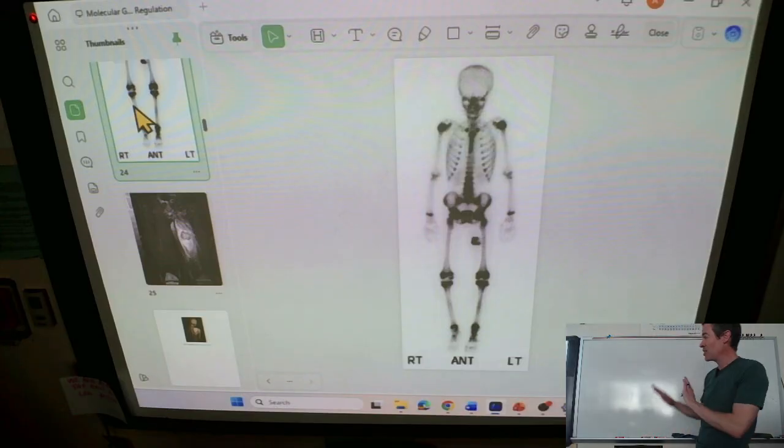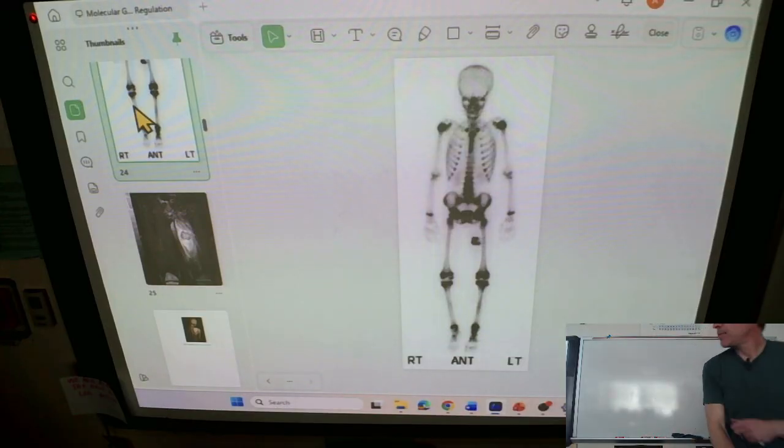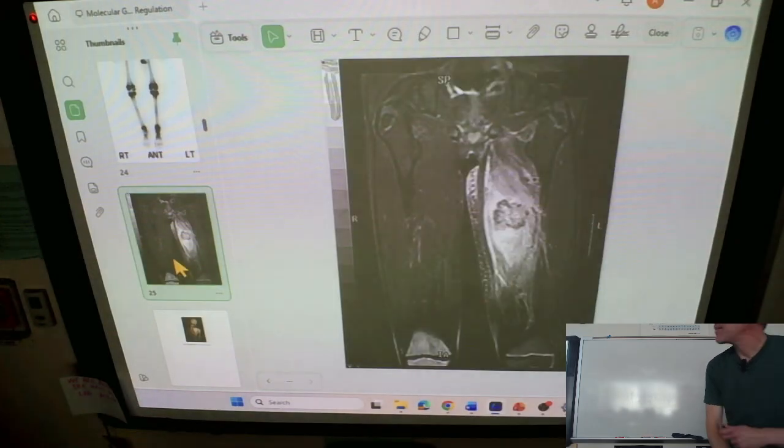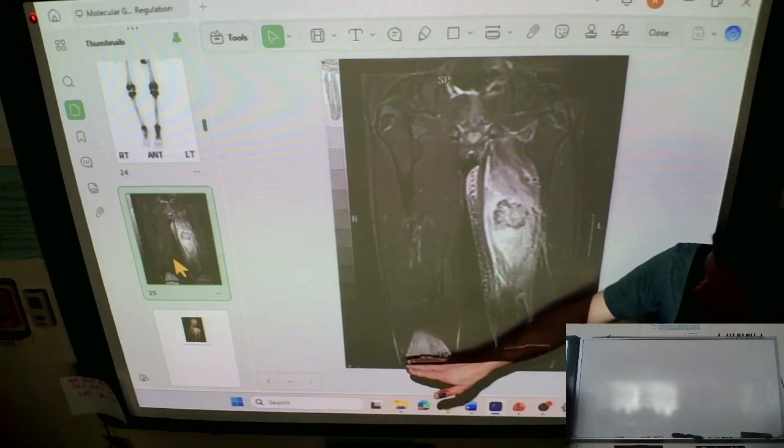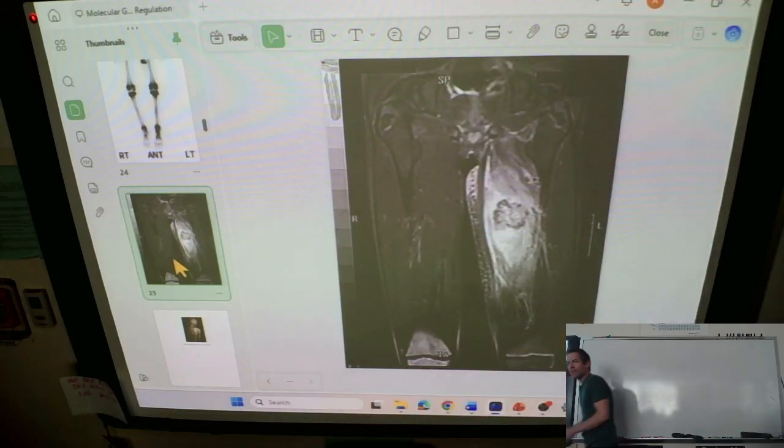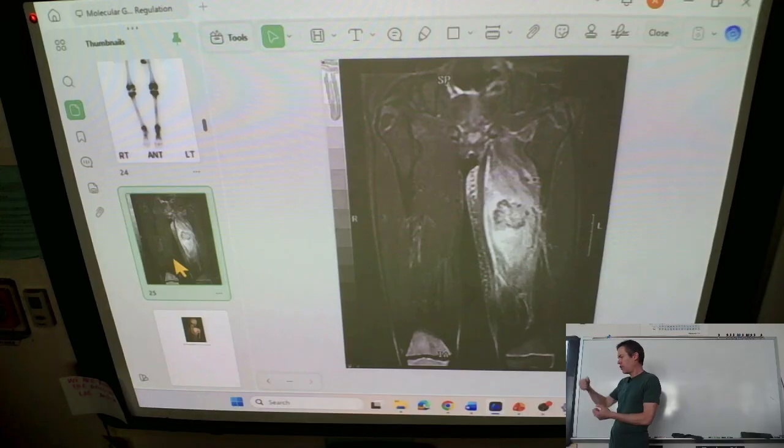So to my knowledge, this is normal except for that. All right, so then we do another scan of the same guy, and if we look at it, we notice that's his right thigh, that's your knee. So your knee's kind of weird.